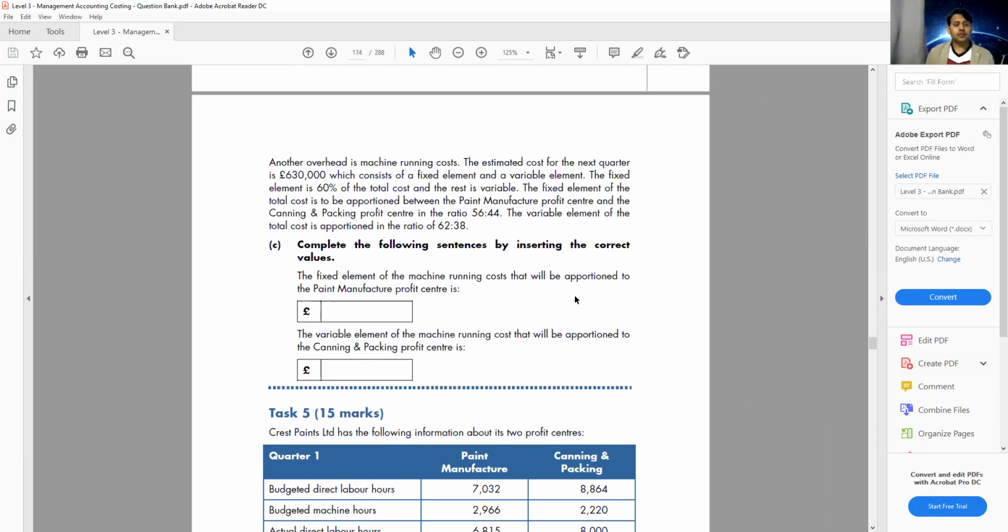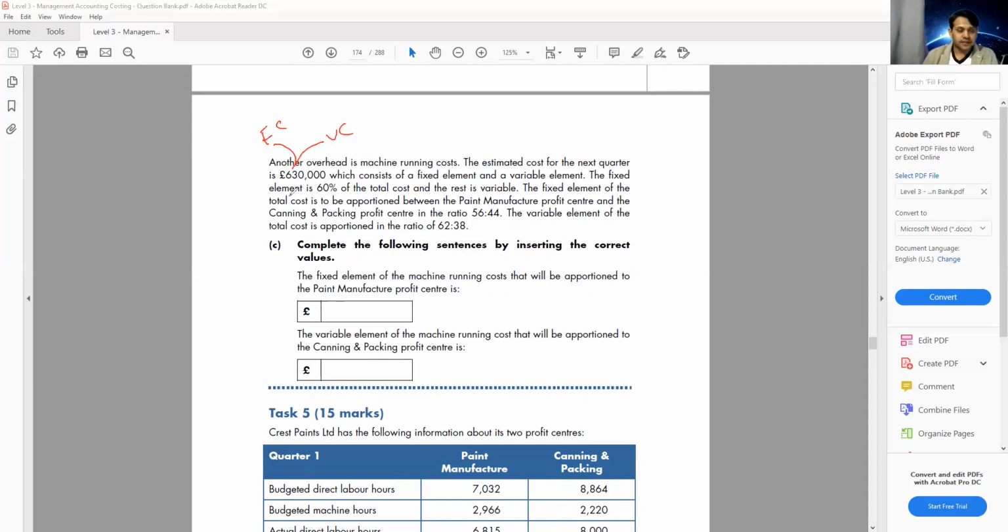There is another overhead that is a machine running cost. The estimated cost for the next quarter is 630. So the overhead cost for the next quarter is 630, which consists of fixed and variable elements. So inside the 630, some portion is fixed, some portion is variable.